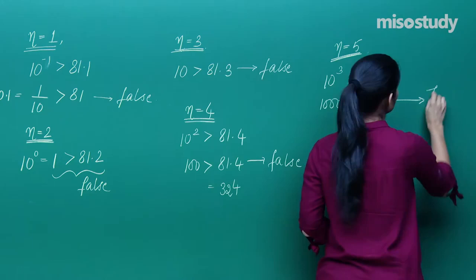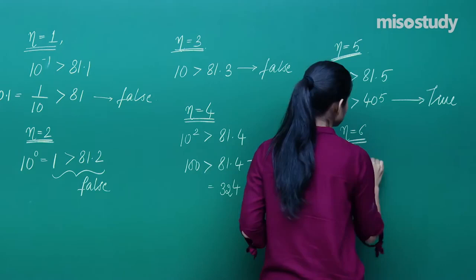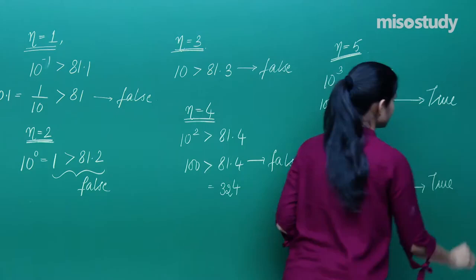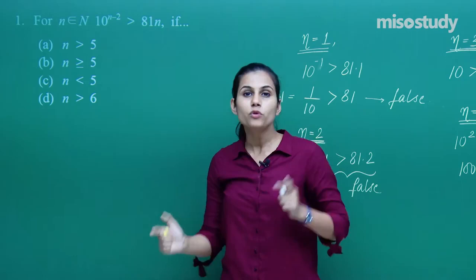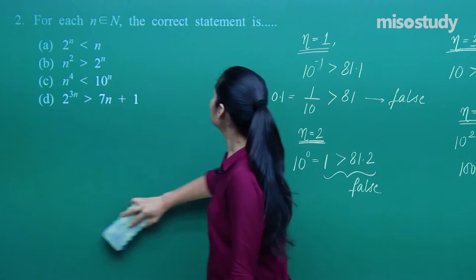Similarly, for n equals 6, you will see that 10 to the power 6 minus 2, that is 10 to the power 4, is greater than 81 into 6. Yes, this is also true, and that is what is going to continue. So you are seeing that from 5 onwards, this statement is true. Before 5, it's not true. So this is holding if n is greater than or equal to 5. Clear?